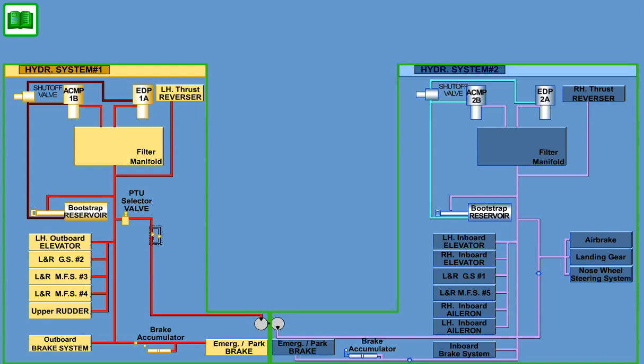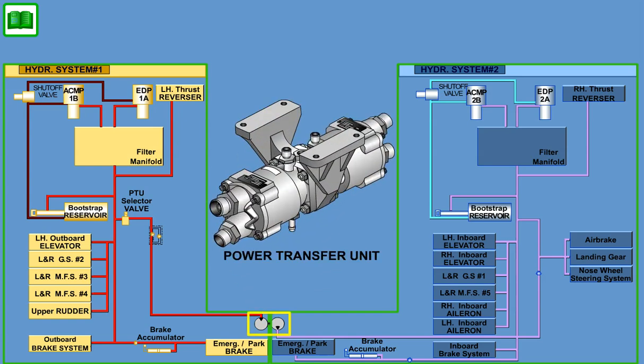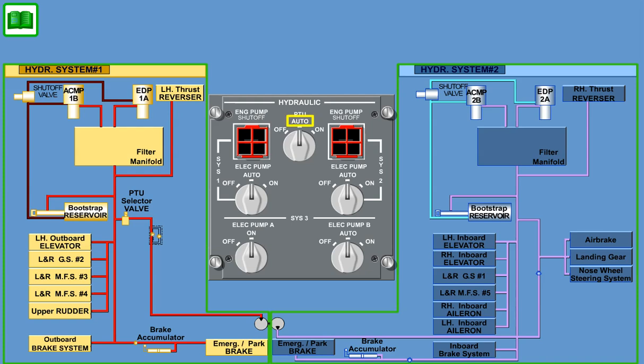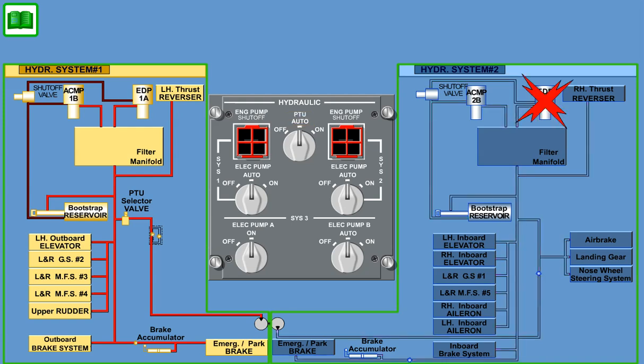Hydraulic fluid power can be transferred from System 1 to System 2 without sharing fluid between the two systems by means of a power transfer unit, PTU, installed between the two systems. With the rotary switch in the auto position, the PTU will operate in the event of a loss of the right-hand engine or right-hand EDP to provide hydraulic power for landing gear retraction during takeoff and landing.